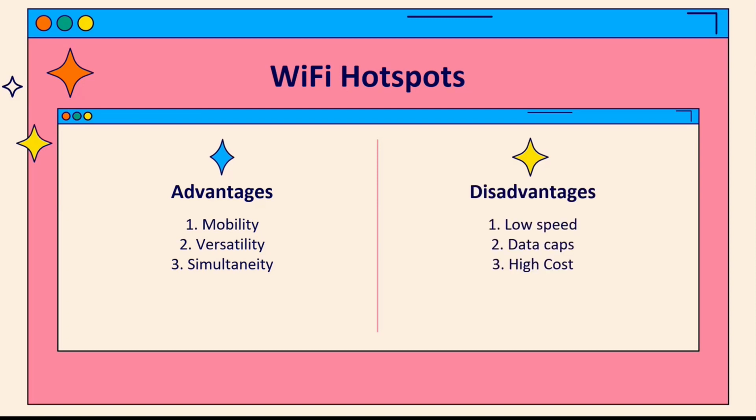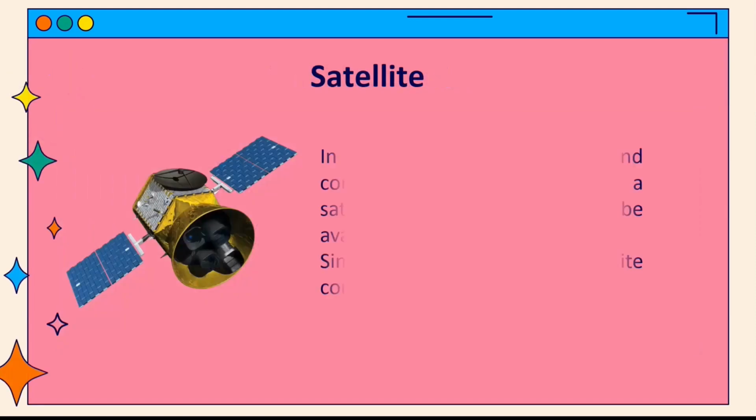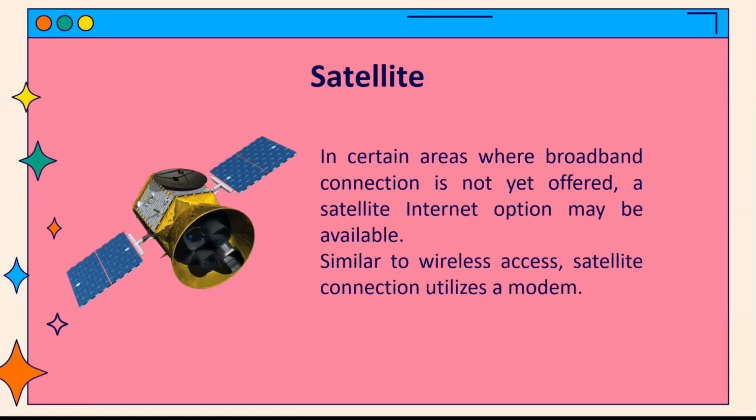The disadvantages of this method are related to its low speed, its data caps, and its high cost. The last method that you can use to connect to the internet is satellite. In certain areas where broadband connection is not yet offered, a satellite internet option may be available.